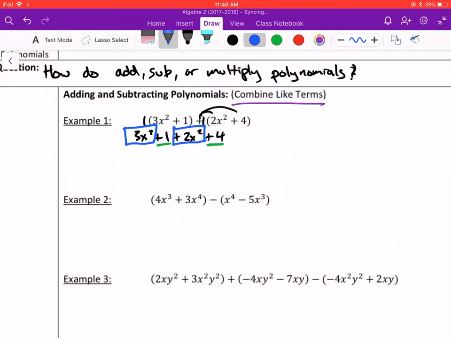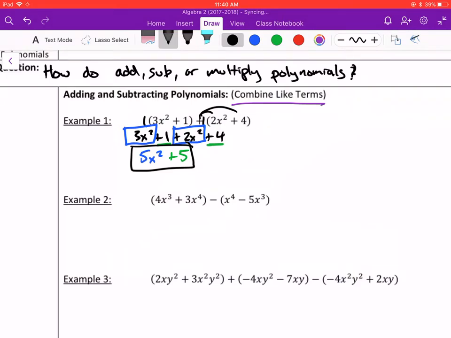When you combine, just add the numbers in front. So 3 plus a positive 2 is 5x squared. 1 plus 4 is 5. And that would be your answer. You're done. You added those polynomials.